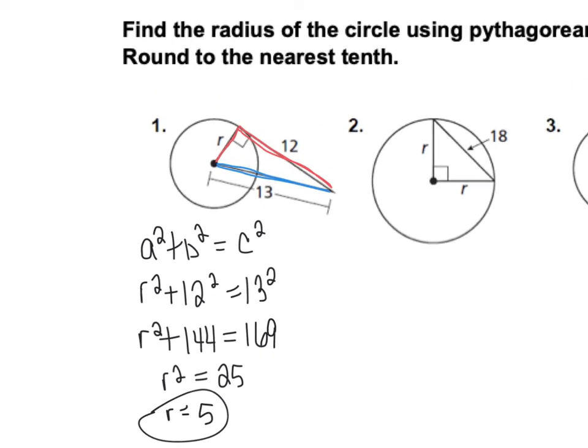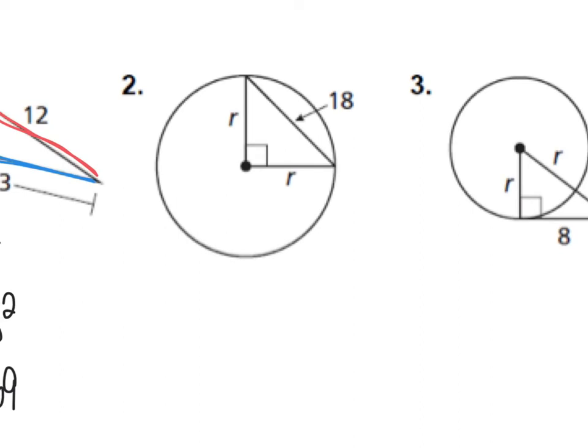Here a little bit later today, we're going to learn some vocabulary about the names of these segments that I have highlighted in red and blue and stuff like that. But for right now, we're just going to do what we know, which is the Pythagorean theorem. So if we look at the second one, we have r and 18. Well, here's our right triangle. These are the 2 legs, so that's going to be our A and B. And then the side across from the right angle, the hypotenuse, is our C. So we are going to say that r squared plus r squared equals 18 squared.